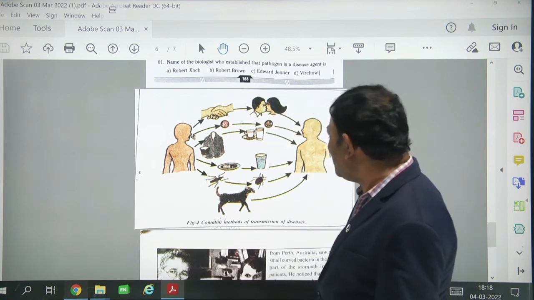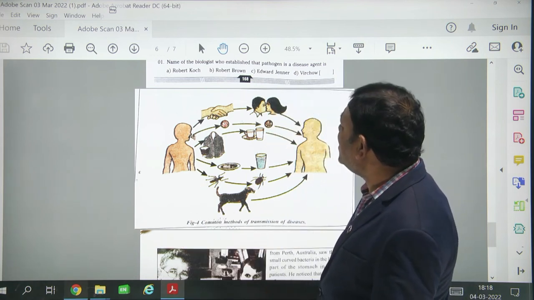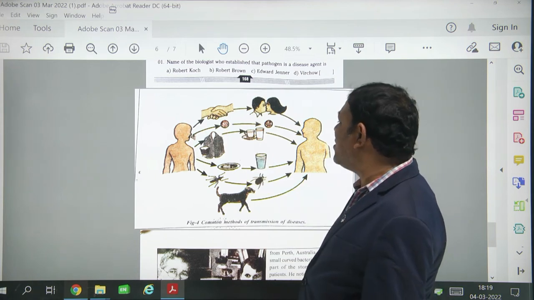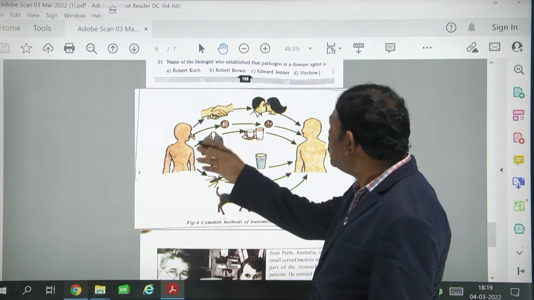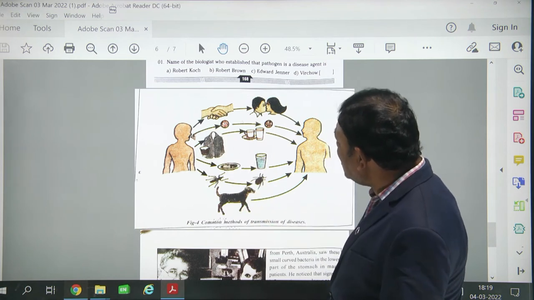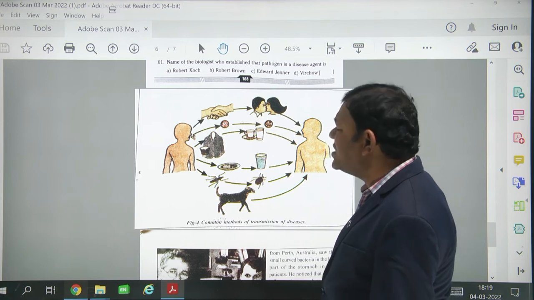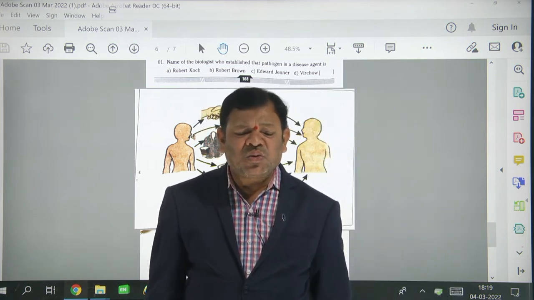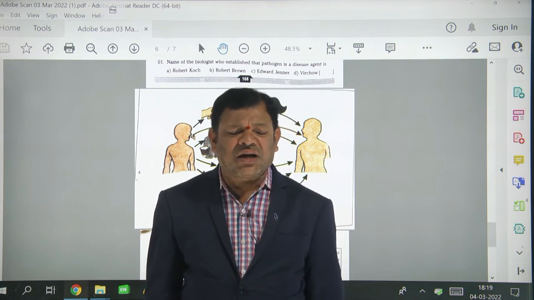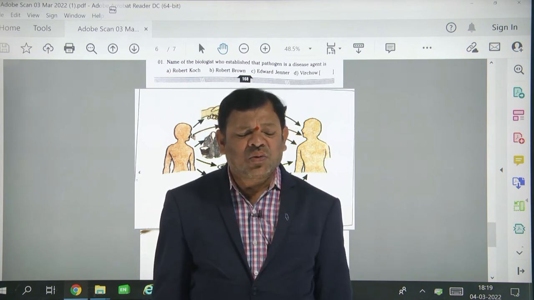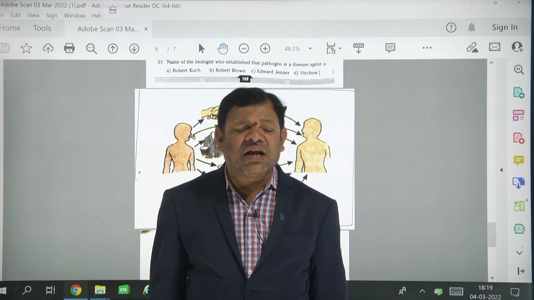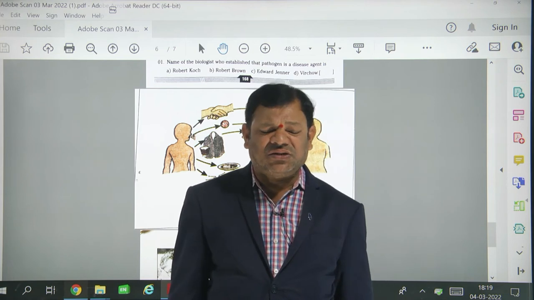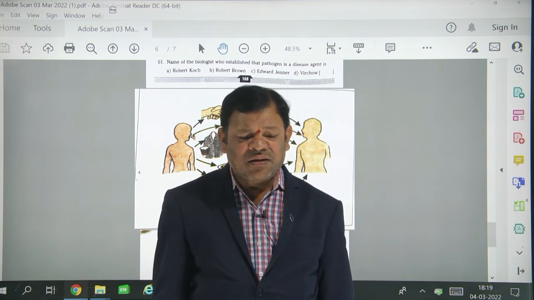So this diagram shows the methods by which diseases spread. That means physical contact, through the air, through the water, through animals, through insects. So diseases spread from one person to another person through the air, through the water, through animals, through food, through an infectious person.